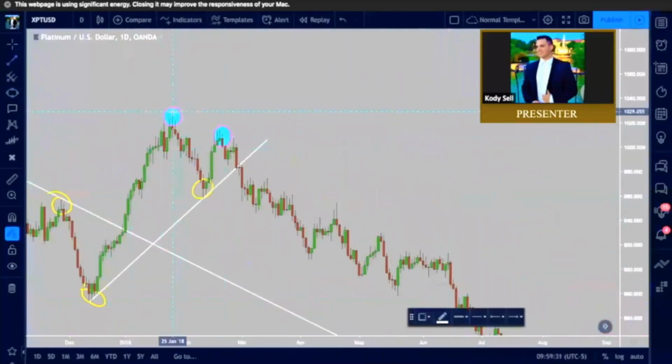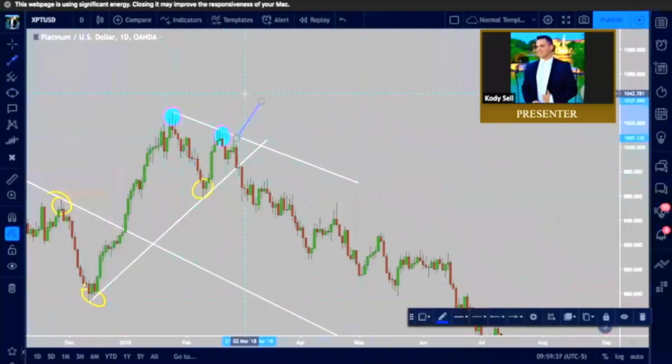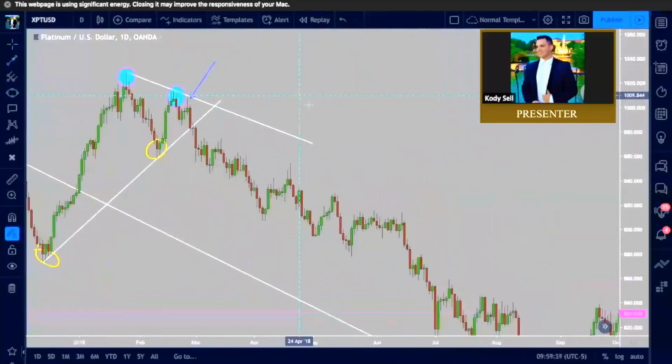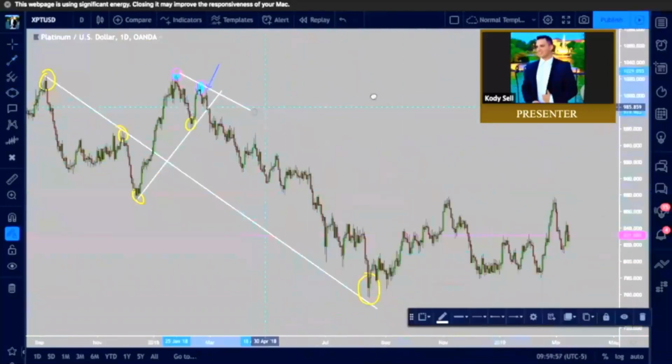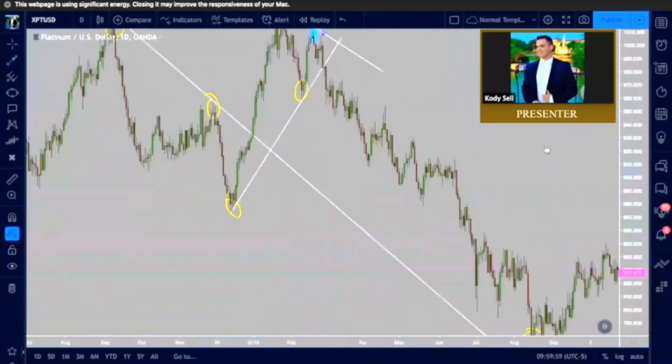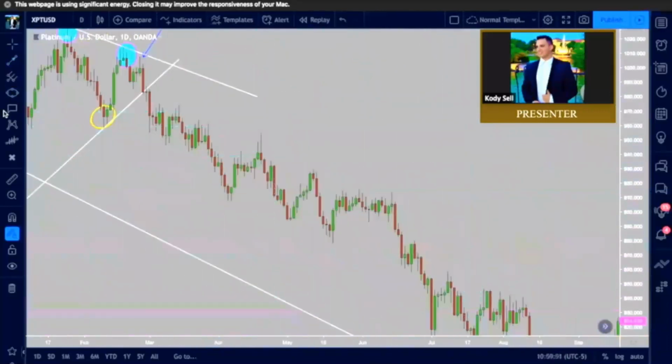Let's connect them. Boom. All right. So price came back up and found resistance there. All right, let's zoom back out here. So let's see, we've got more peaks in here.